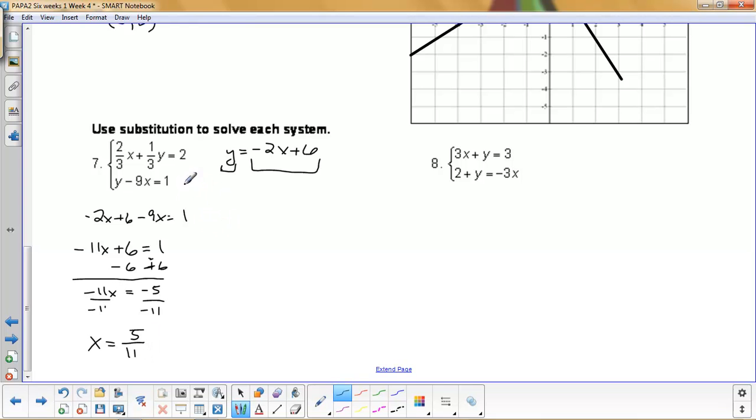Going back to one of the two equations, it does not matter which. I like to use this one because it's already solved for y. I'm going to substitute x back in, and I get y equals -2 times 5/11 plus 6. In solving that equation, y equals 56/11.